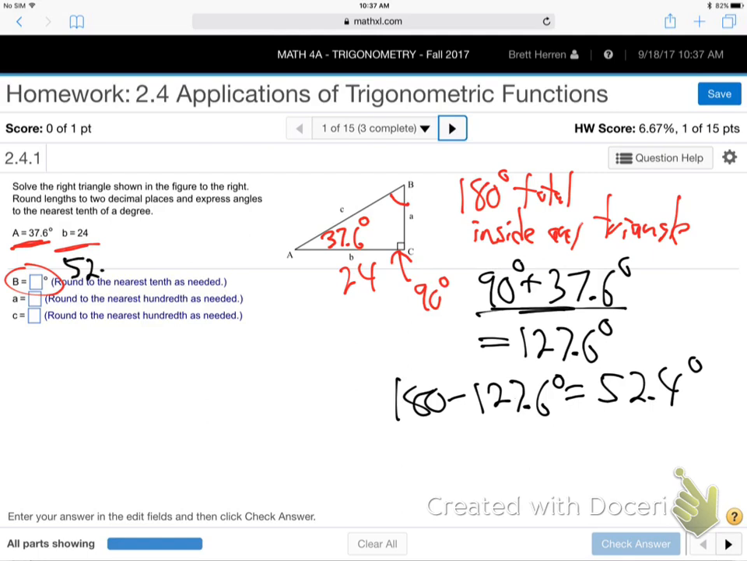52.4 degrees. No converting to radians or anything like that. So we've got angle B. Is that okay? Just total 180 in any triangle.